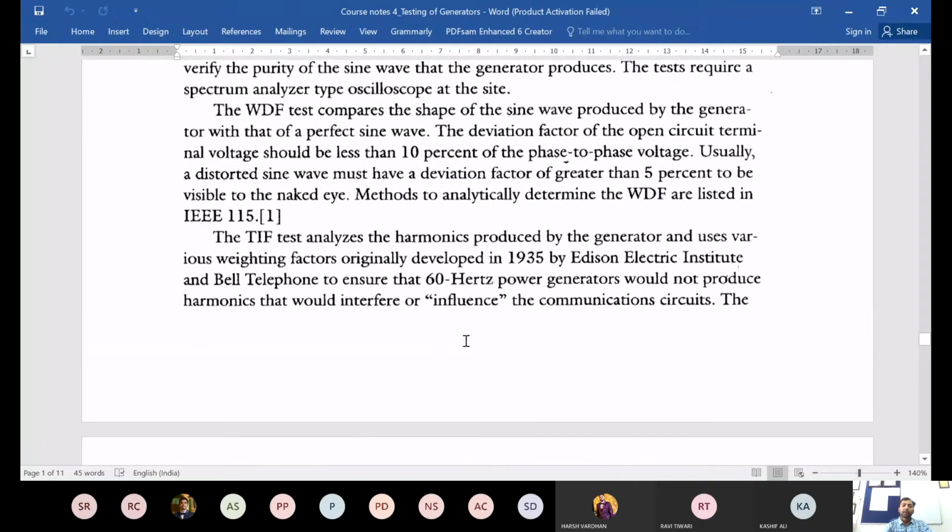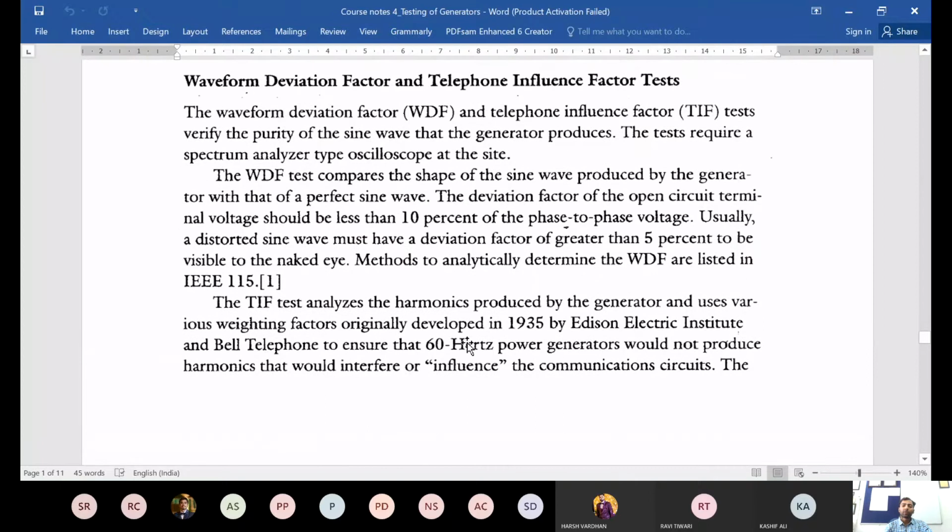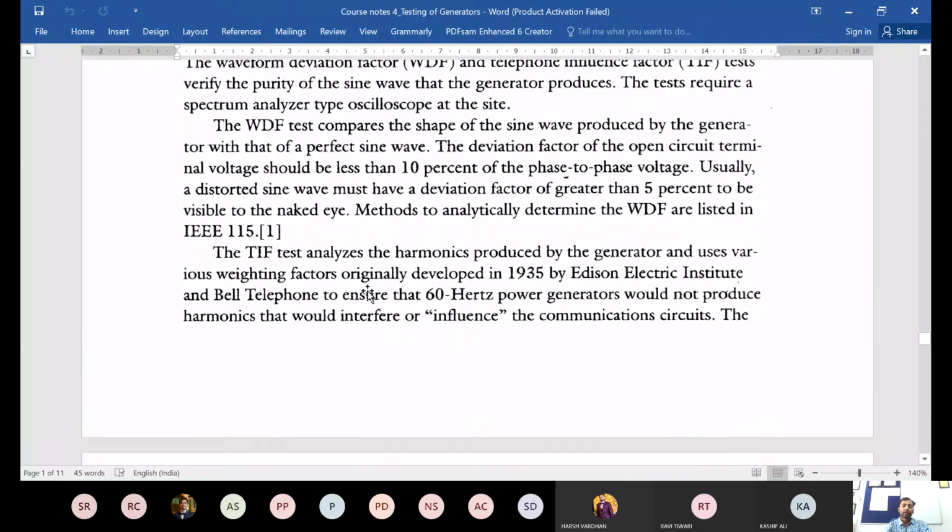The TIF, or the second one, the telephone influence factor test, analyzes the harmonics produced by the generator and uses various weighting factors, originally developed in 1935 by Edison Electric Institute and Bell Telephone, to ensure that 60 Hz power generators should not produce harmonics that could interfere with or influence the communication circuits. This reference is from the US, so that's why they are talking about 60 Hz. In India, we have 50 Hz power generators, but the concept remains the same.